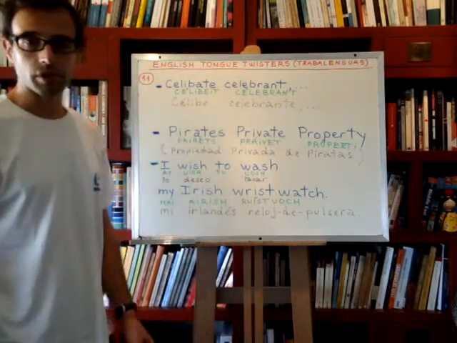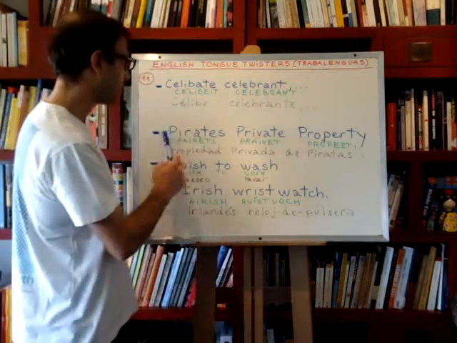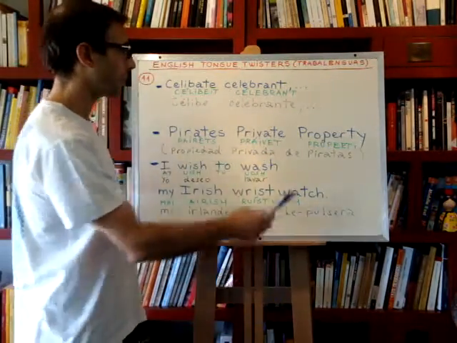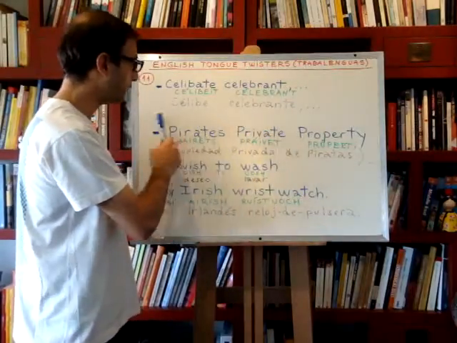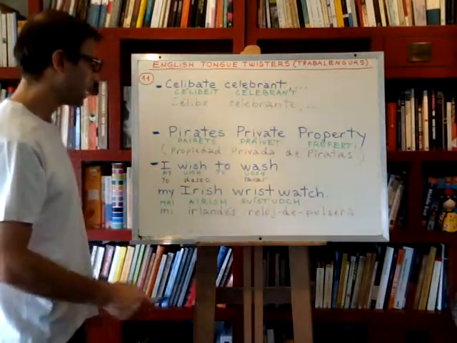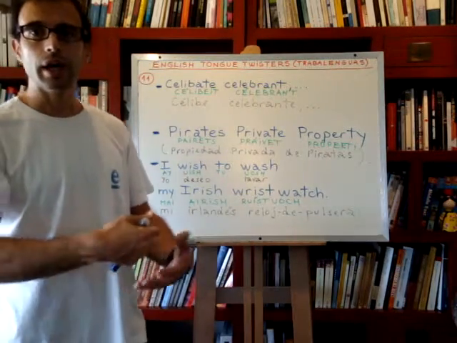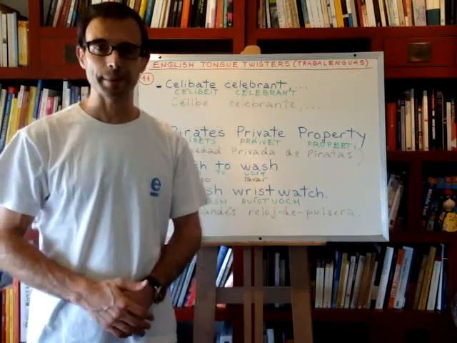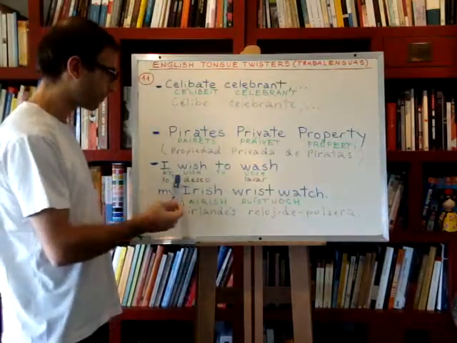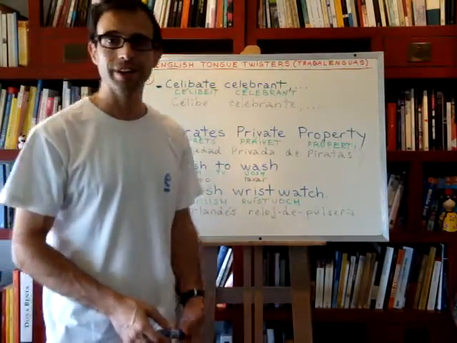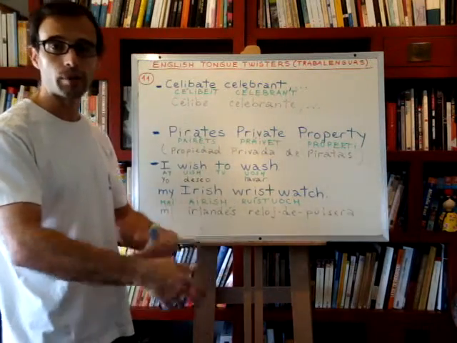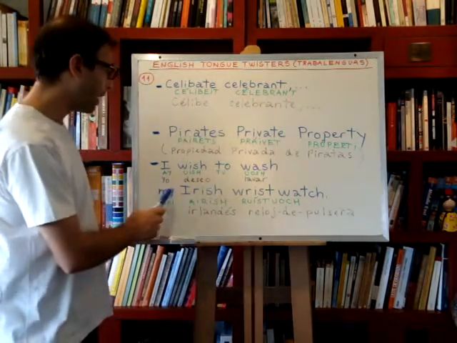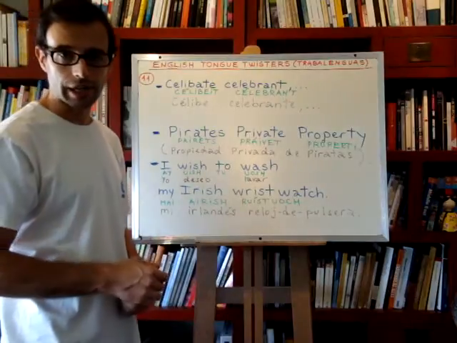Pirates is the plural for pirate. Son piratas, pirates. Private, privado, ¿sí? Property, propiedad. Por lo tanto, propiedad privada de piratas, ¿sí? I is the subject pronoun, I, yo. Wish, this is a verb, verb to wish, el verbo desear. I wish, yo deseo. To wash is a verb, el verbo lavar, lavar, de cuando lavamos, nos lavamos las manos, lavamos la ropa. To wash is lavar.